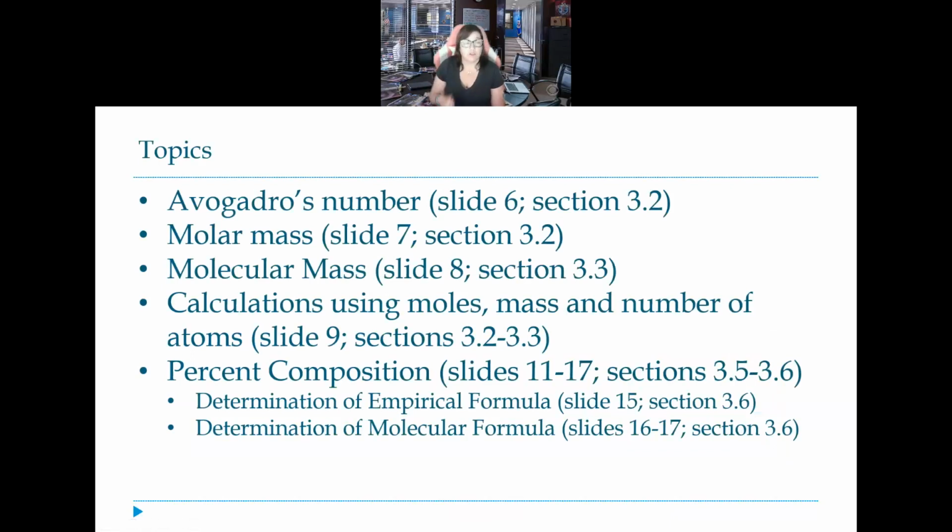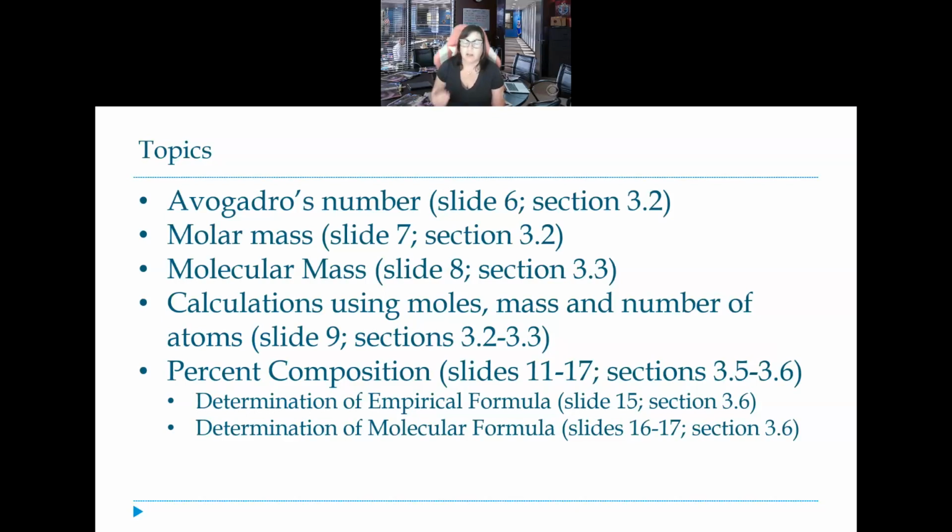We'll talk about Avogadro's number, the molar mass, the molecular mass, calculations using moles, mass, and number of atoms, percent composition, the determination of an empirical formula, and the determination of a molecular formula. Right? So those are the things that we're going to talk about.